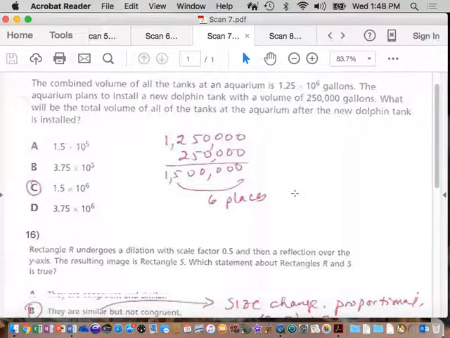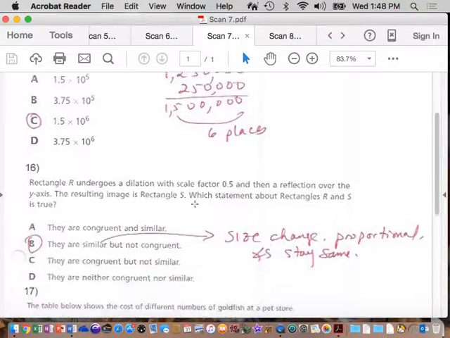Another one. Again, you see I convert to a standard numeral, I do the addition, count 6 places, so the exponent is 6.